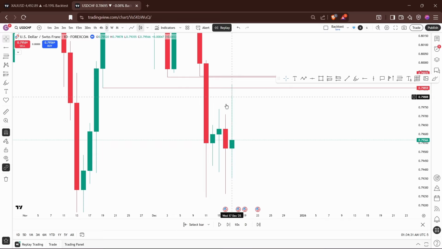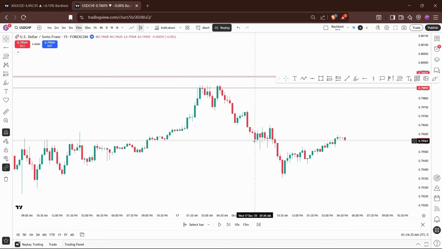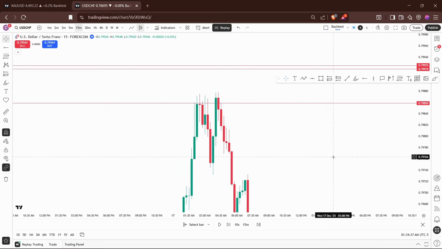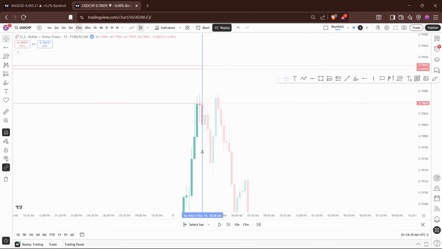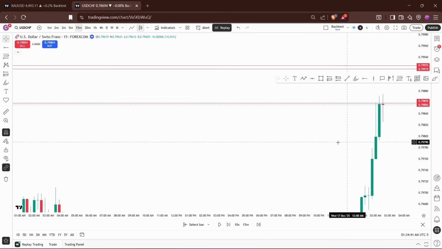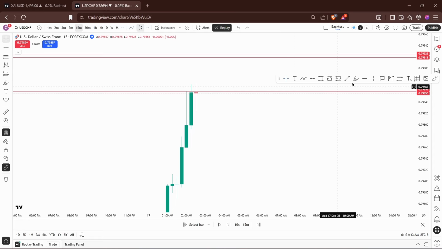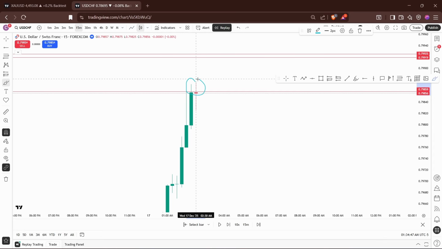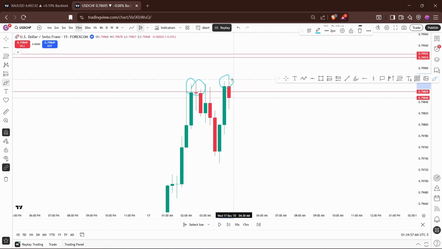Here we can see the market reached our level. Let's go to the 15-minute time frame. In the 15-minute time frame, we can see it's not able to close above the PY. So there is no entry confirmation 1. First, we will wait for the entry confirmation 1. There is entry confirmation 1. It closes above the PY and then below the PY. So we got our entry confirmation 1.